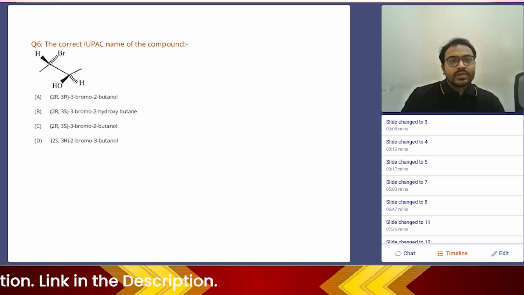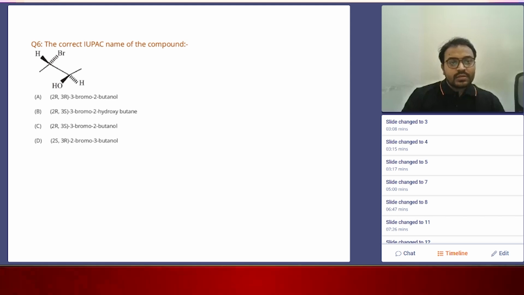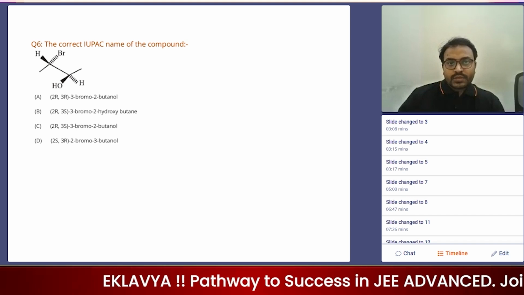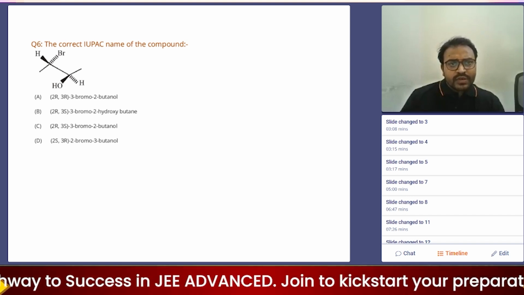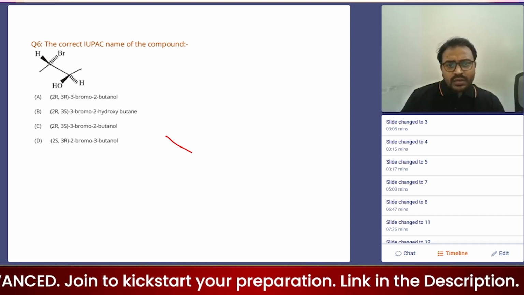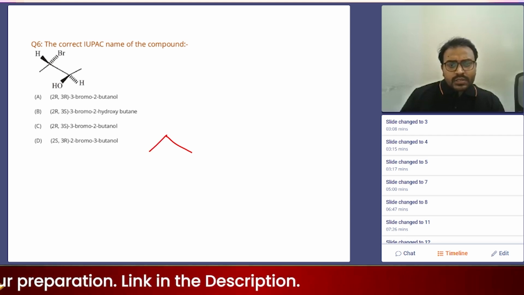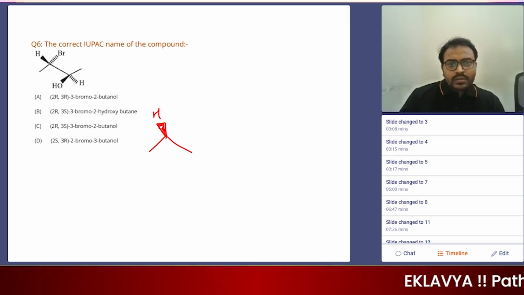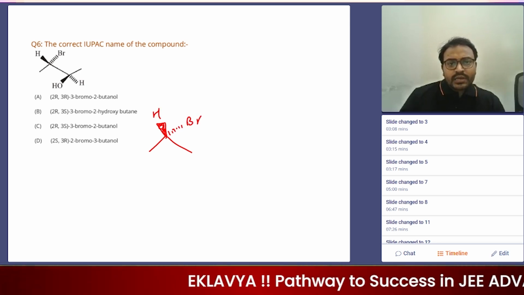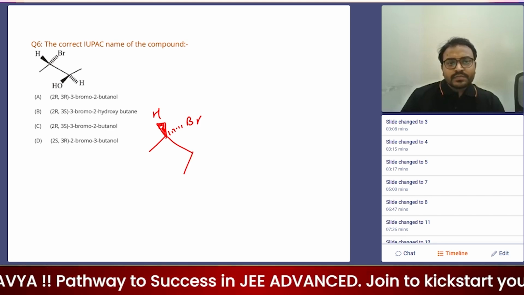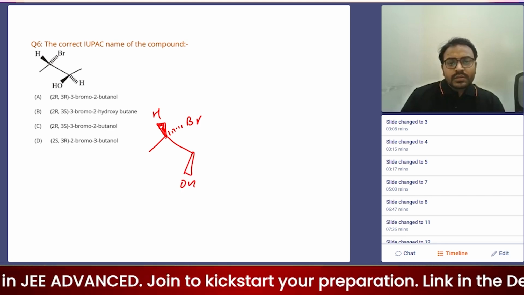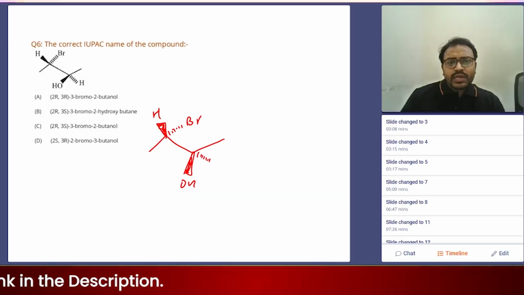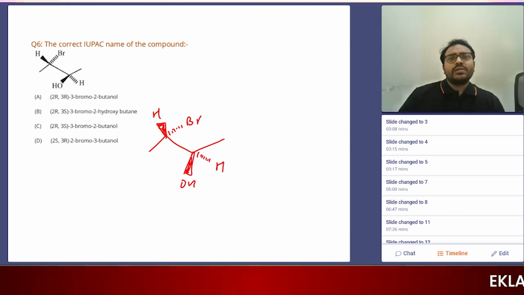Now the next question is the IUPAC name. We have to determine the IUPAC name for the given compound. So there is a compound given here. This is a carbon with a methyl group and this is hydrogen attached with this carbon, and here there is a Br atom. Next, OH is attached here, and there is a methyl group and a hydrogen here.